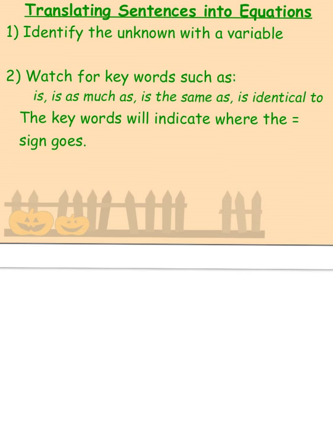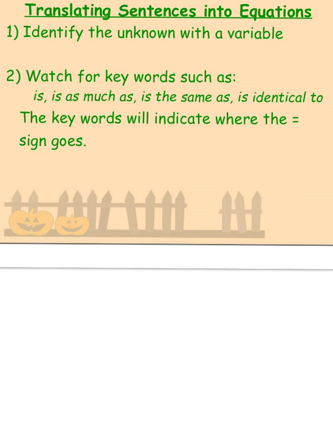Then we're going to look for some keywords. These keywords are something like is, as much as, is the same as, is identical to. These words are going to tell you where to put that equal sign. Then anything that comes in front of the equal sign is the first part of the equation. Anything that comes after the equal sign is the second part of your equation.